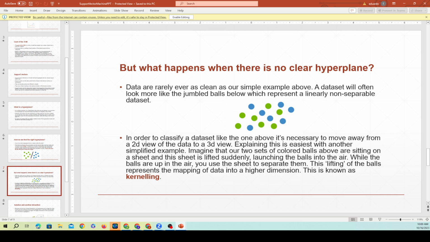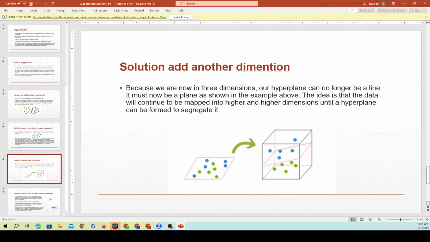Imagine that our two sets of color balls above are sitting on a sheet, and this sheet is lifted suddenly, launching the balls into the air. While the balls are up in the air, you use the sheet to separate them. This lifting of the balls represents the mapping of the data into the higher dimension. This is known as kernelling. So let me show you guys an example. So here, this is our data, the green one.